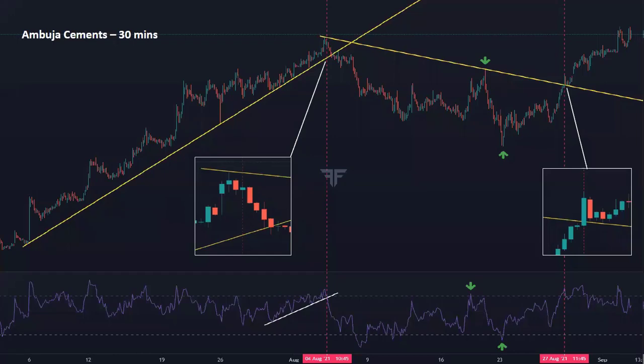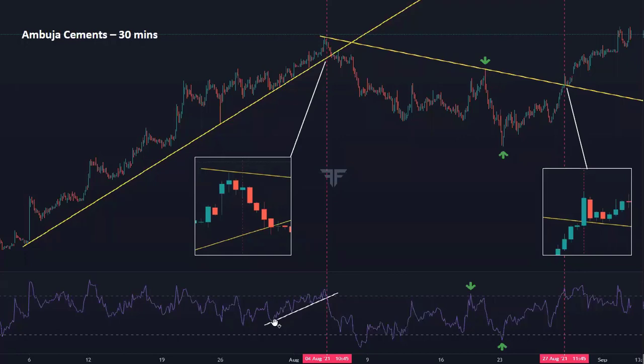So this is the 30 minutes time frame chart of Ambuja Cement. You can see that for the first half of the chart, Ambuja was in a very powerful uptrend. I've drawn a trend line, an uptrend line connecting the lows of the price. I've also drawn an uptrend line in RSI in this particular case.